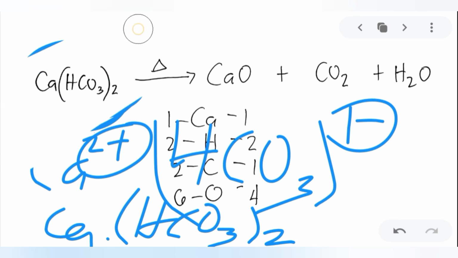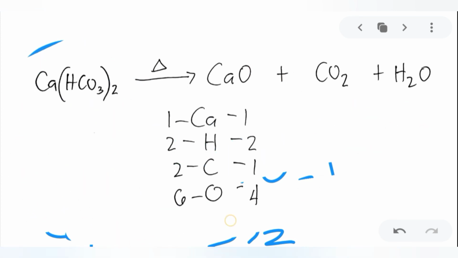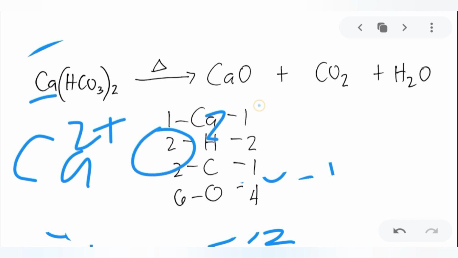So when heated, the calcium dihydrogen bicarbonate will yield an oxide, meaning to say we have to react the metal with the oxygen, that is calcium reacting with the oxygen. 2 plus, that is cancel, you will have here the calcium oxide, and then it will produce as well automatically a carbon dioxide gas and then the water.